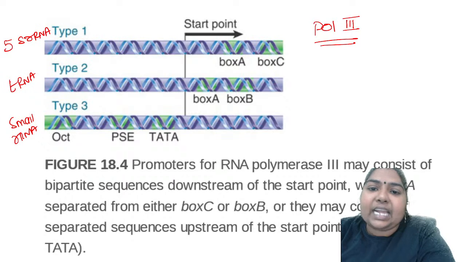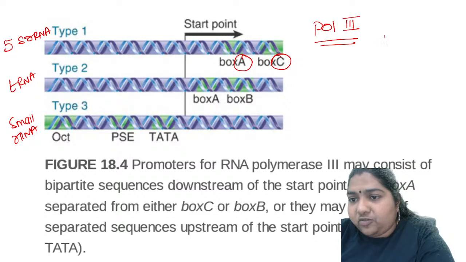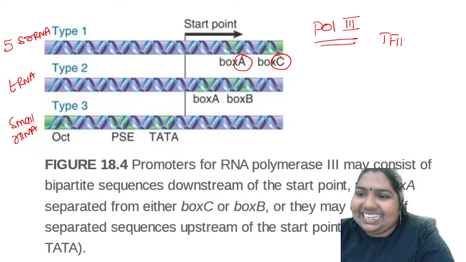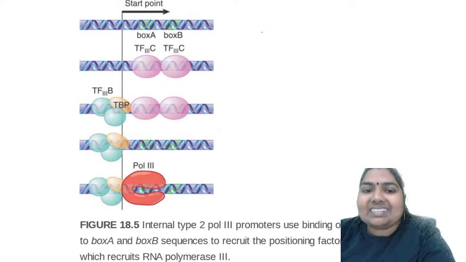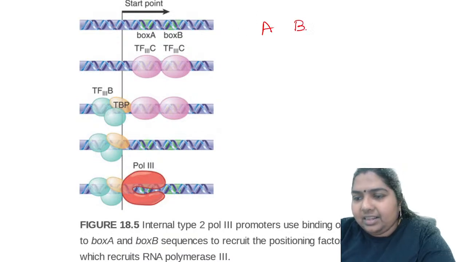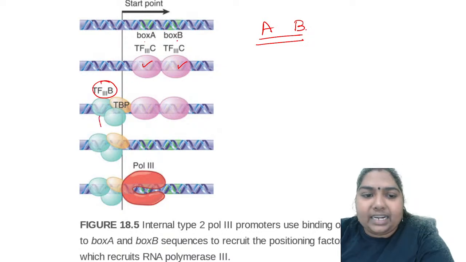If you take type 1, it is going to contain the box AC. In Pol 2, you have transcription factors 2A, 2B like that. Here it is 3. So this is going to be for the box A and B. To them, your TFIIIC will bind. And this TFIIIB is going to bind to the promoter.